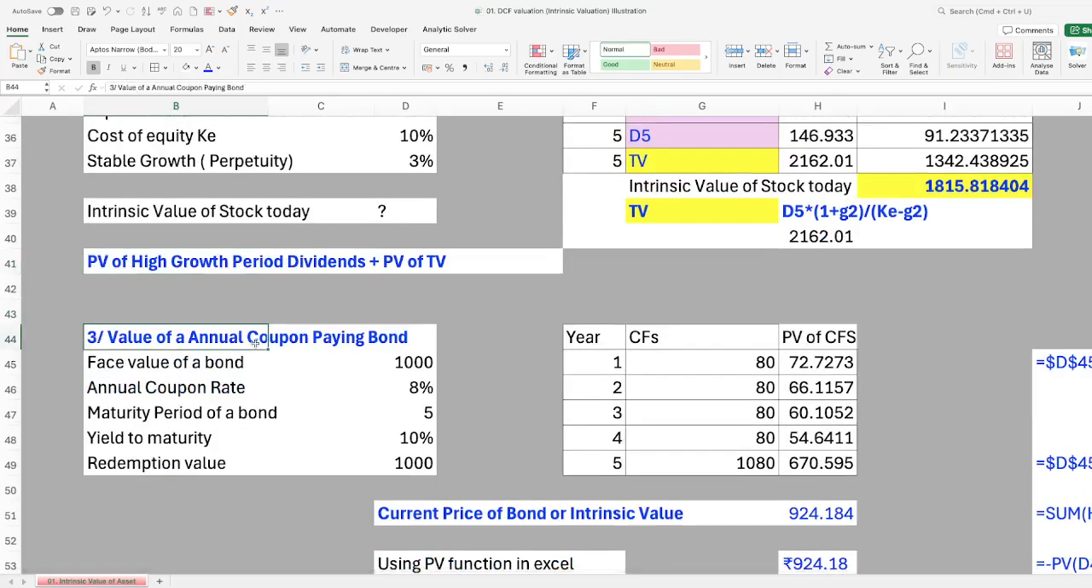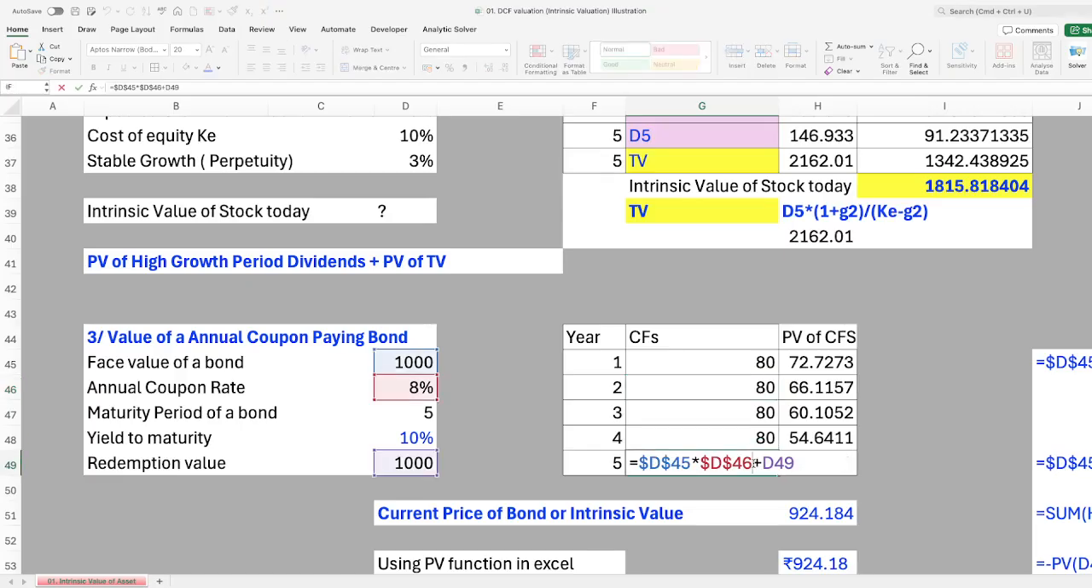So how will you find the value of an annual coupon paying bond? If you know the face value of the bond is 1,000, annual coupon rate is 8%, maturity period is 5 years, and yield to maturity, let's assume, is the discount rate here, and the bond is redeemed at 1,000. So let's put the cash flows of the bond. Every year it is going to give an annual coupon of 80 rupees, 1,000 into 8%. At the end of the fifth year, it is going to get 80 plus 1,000.